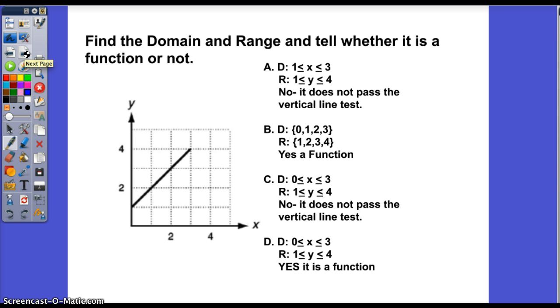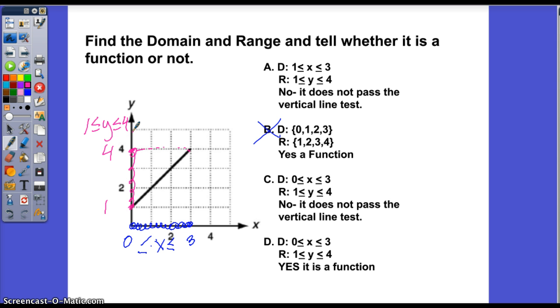For the second one, what is the domain and range, and tell whether this is a function or not. We know we can eliminate B because that would be discrete, and it is a continuous graph. My x's, if you would lay this flat down on the x-axis, it goes all the way from 0 to 3. So 0 is less than or equal to x, which is less than or equal to 3. If I were to smash this up on the y-axis, I would go all the way from 1 to 4. So 1 is less than or equal to y, which is less than or equal to 4.